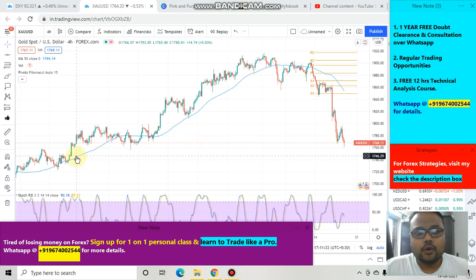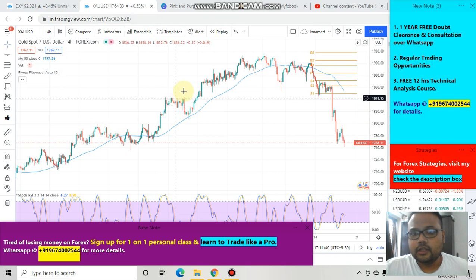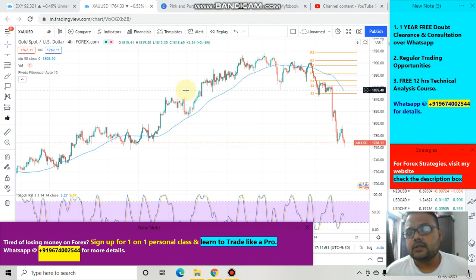So this is the chart of gold USD. As you can see, I'm in my favorite 4 hours time frame. So this is the 4 hours chart of gold USD. As we all know, after the FOMC meeting, the market became very volatile. Currency pairs like Euro USD, gold USD, GBP USD saw heavy selling pressure, whereas currency pairs like USD CAD, USD CHF saw extremely strong buying pressure.